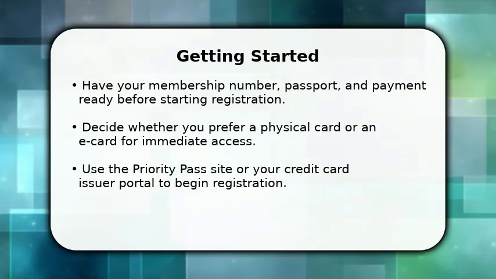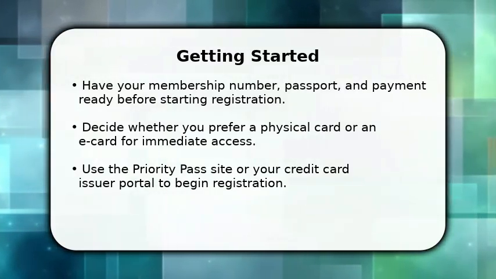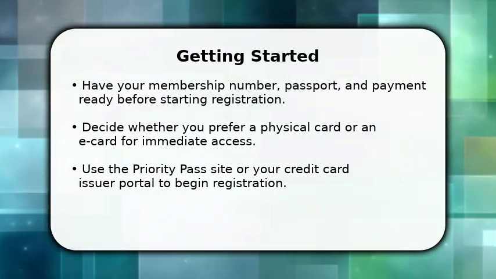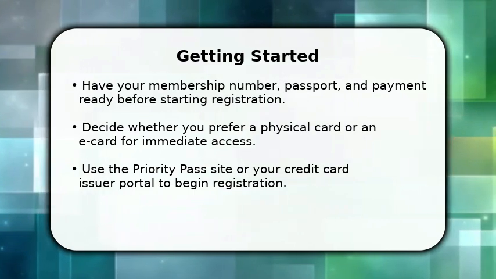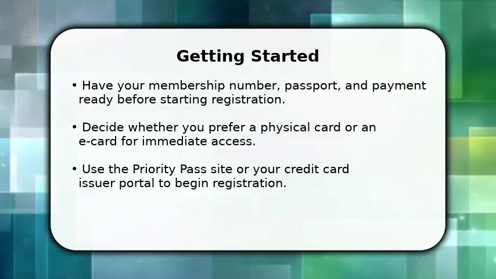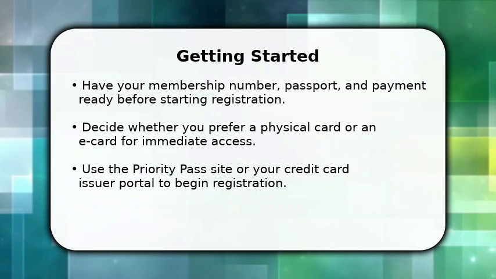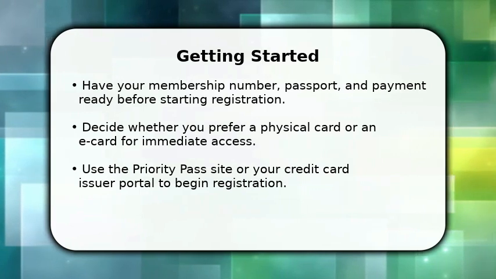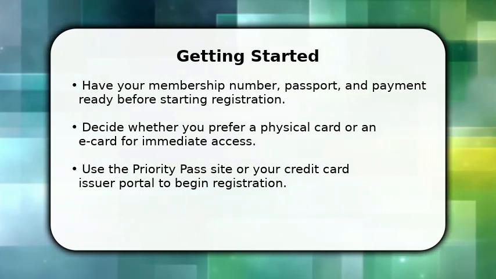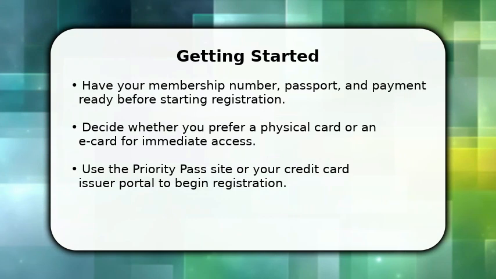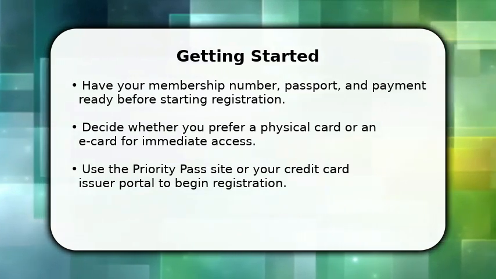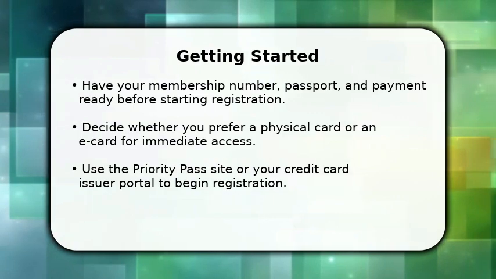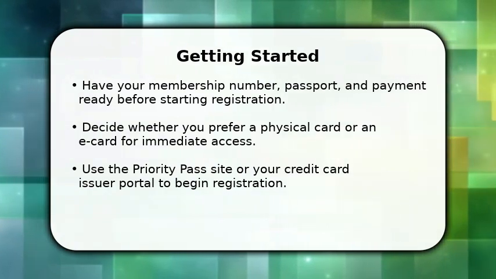In this video, I will explain how to register Priority Pass. Start by gathering your membership number, passport, and payment method, then visit Priority Pass or your card issuer portal to start registration. Follow on-screen prompts to enter personal details, choose e-card or physical card delivery, and accept terms. Save confirmation emails and screenshots, and note your membership number for lounge access today.